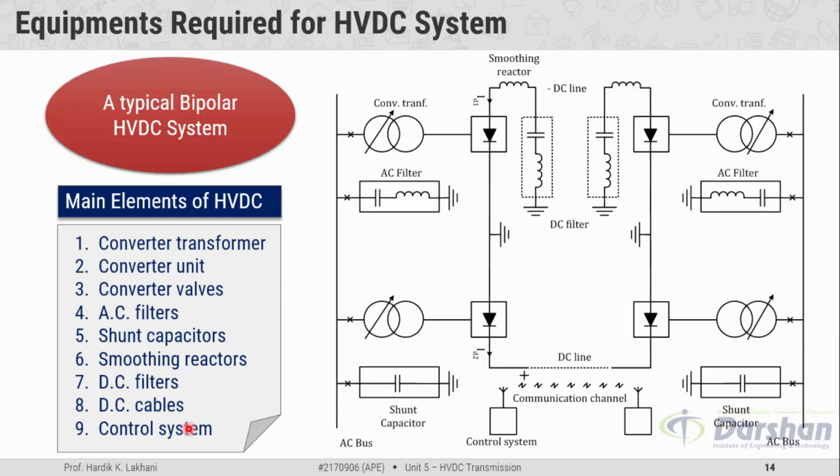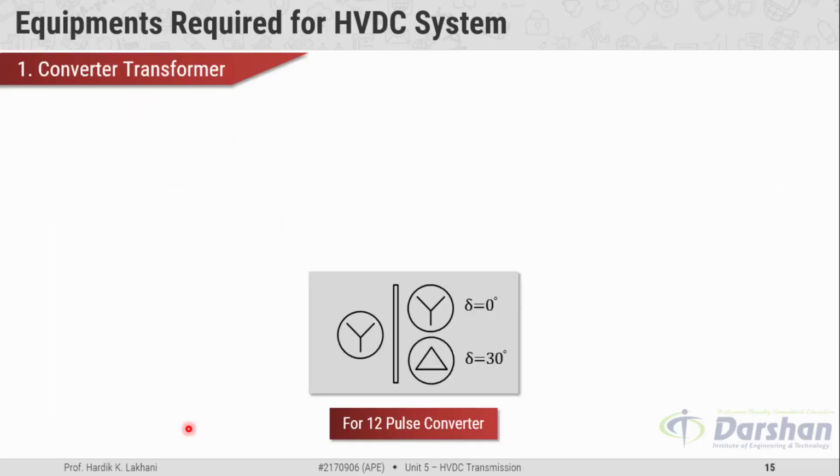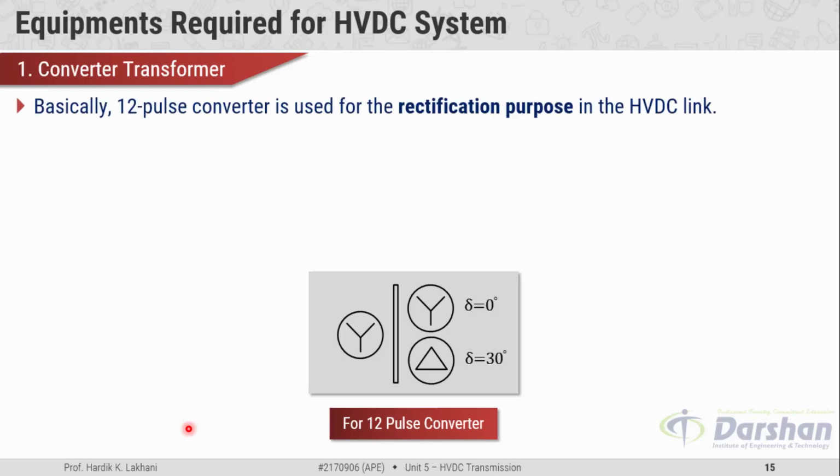Let us understand the role of each and every element for HVDC system. Starting with the converter transformer, we usually need 12 pulse converter to convert AC parameters into DC parameters at the sending end side. So in HVDC, the 12 pulse converter is nothing but the series connection of two 6 pulse converter using the phase shifting transformer. Basically, 12 pulse converter is used for the rectification purpose in the HVDC link.